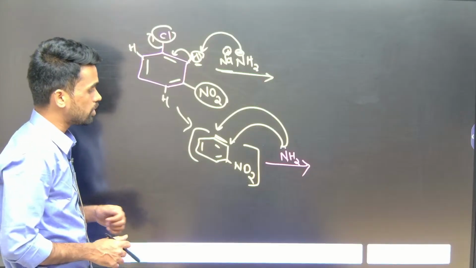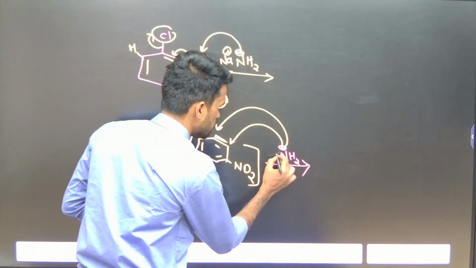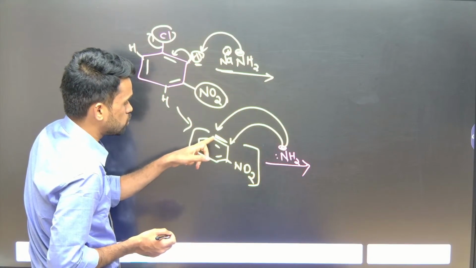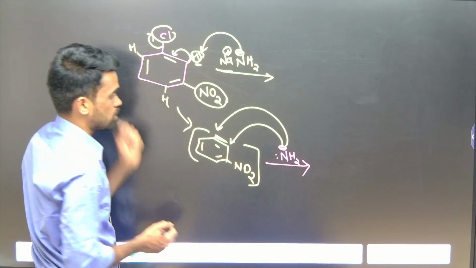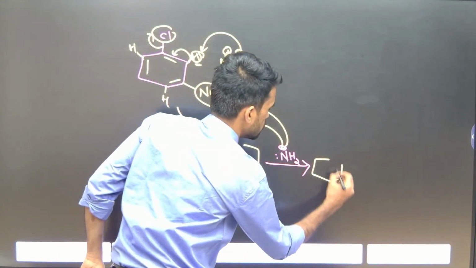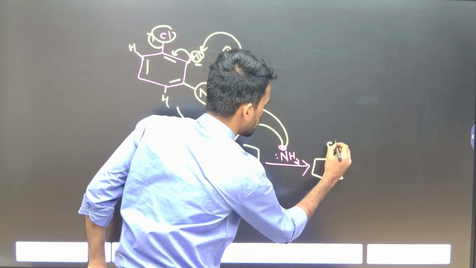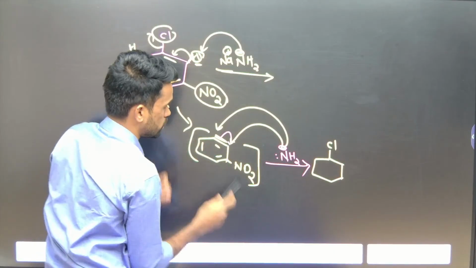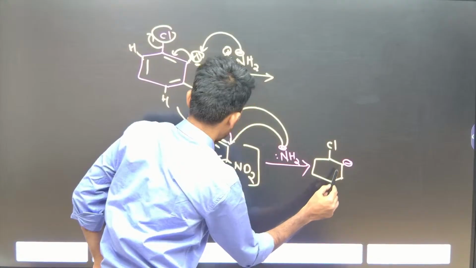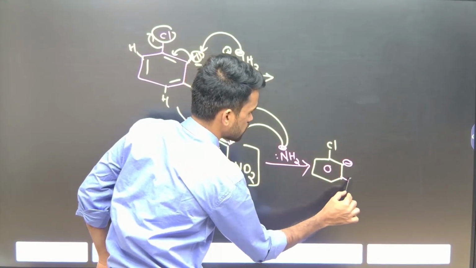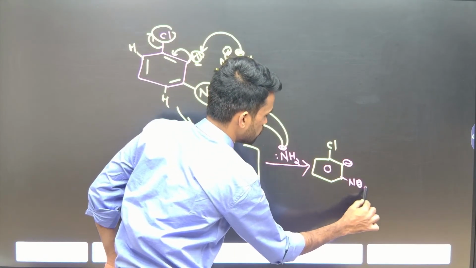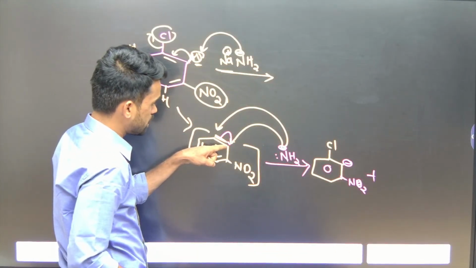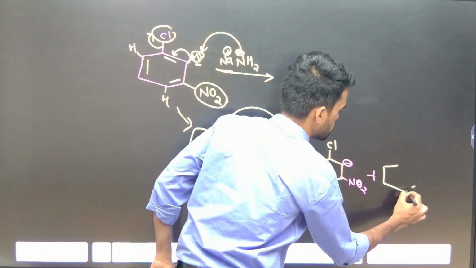Now look at what I am writing here. The NH2 will be added at the same position as the chlorine. If I add here, this pi bond will shift here when we add NH2, so the negative charge will be here, next to NO2. And what about one more possibility? I can add here, with the negative charge at the other position.